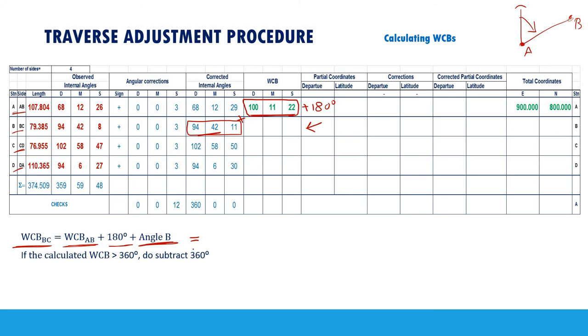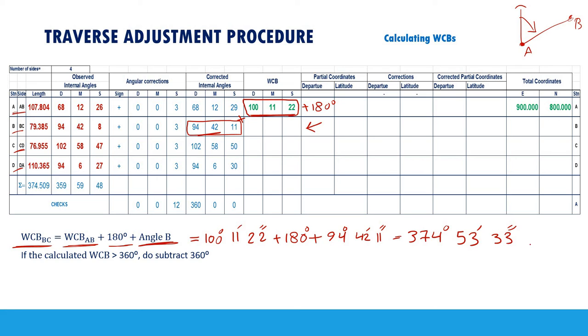So I will write down here 100 degrees, 11 minutes, 22 seconds, plus 180 degrees, plus angle B, which is 94 degrees, 42 minutes, 11 seconds, and the answer in this case is 374 degrees, 53 minutes and 33 seconds. And because of that, we have this number.